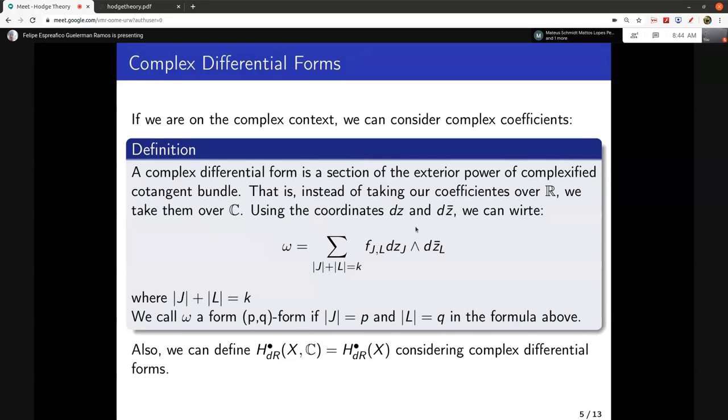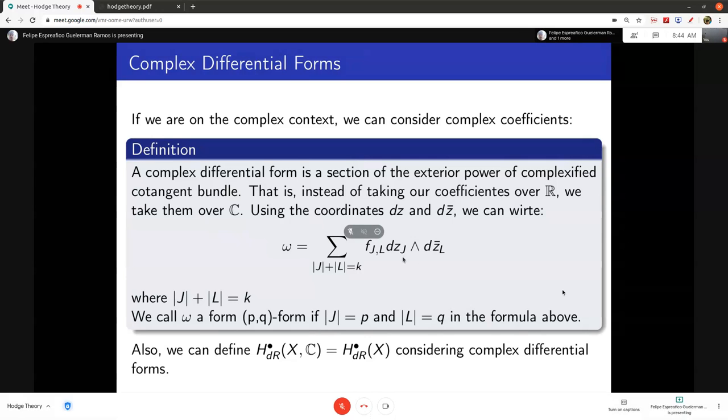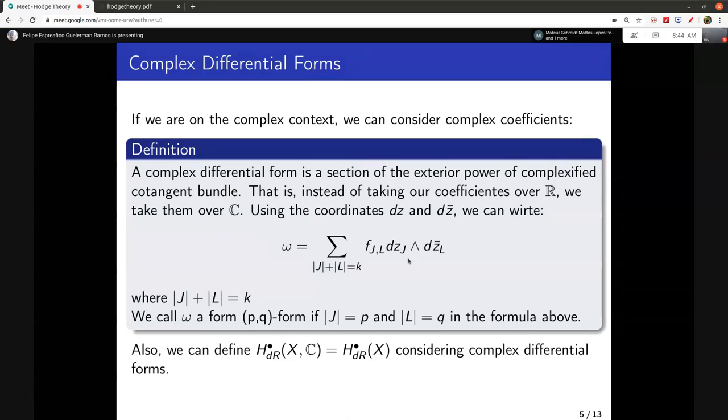So we are just saying how many coordinates have z and how many have z̄_L, right? And so those are the (p,q) forms.